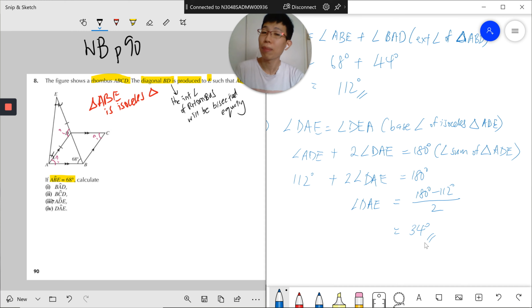So this is how I find my answers for question 8. I'm telling you all my thinking process when I do this question so that when you do future questions, you'll be more familiar with how to solve them.